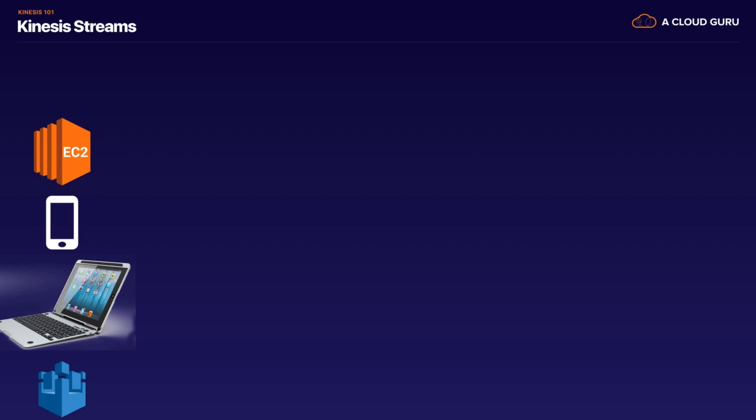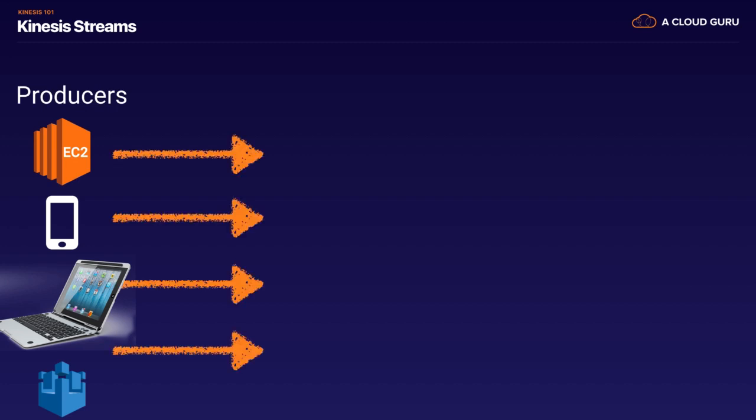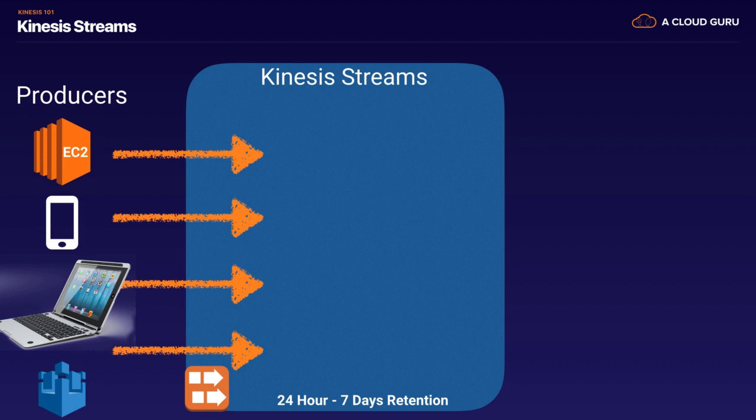Here we've got all our devices. It could be our mobile phone using Uber. It could be our laptop tweeting something. It could be EC2 monitoring stock prices. It could be IoT. You might have a farm and you've got all this farming data coming in. So these are all your data producers. And what they do is they stream the data to Kinesis.